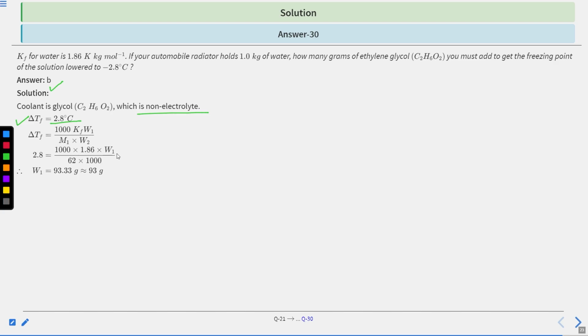So on solving this equation, we just have to put the values given in the question and keep the units in mind properly. We have to just manage the units here, and on solving this equation, the mass of ethylene glycol which we need, W1, is given as 93.33 gram, which we can say is 93 gram, right? Hence option B will be the correct answer for this question. Okay. Thank you.